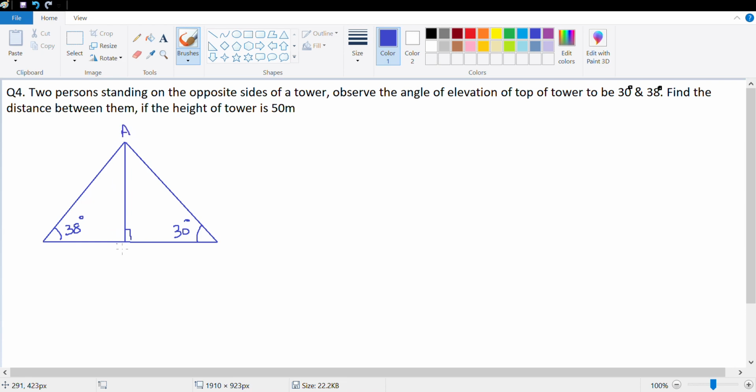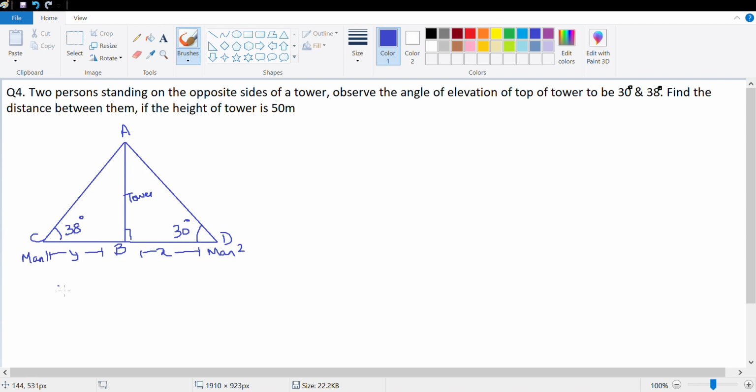This is basically my tower AB. This is man 1 and this is man 2. This point we'll call C, and this D. Let this value be X, and let this distance between B and C be Y. Perfect. Now let's look at these two separate triangles and see how we can work on this one. Good. So yeah, let's start.